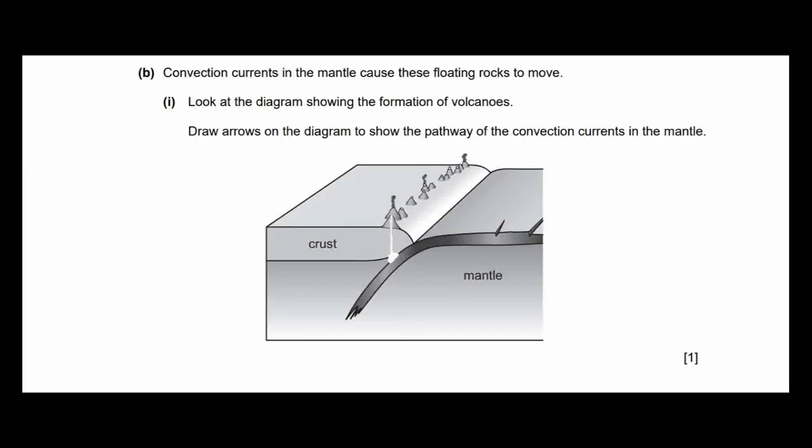Next number. Now we're in question 8b. Convection currents in the mantle cause these floating rocks to move. Look at the diagram showing the formation of volcanoes. Draw arrows on the diagram to show the pathway of the convection currents in the mantle. 10 seconds from now. 10, 9, 8, 7, 6, 4, 3, 2, 1.